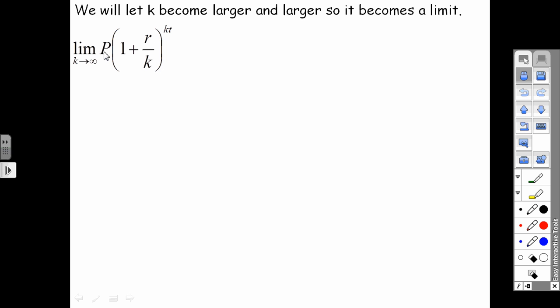So we have the principal times 1 plus r over k raised to the kt power. Okay, so we're going to do a little fancy math here, which is what mathematicians always love to do. So I'm going to try to simplify this. And what I'm going to do is make a substitution. And we mathematicians like to make substitutions.